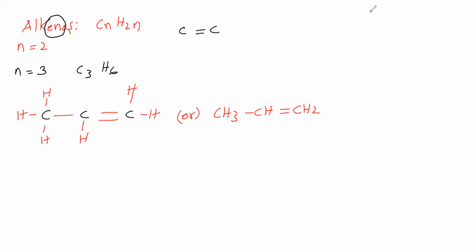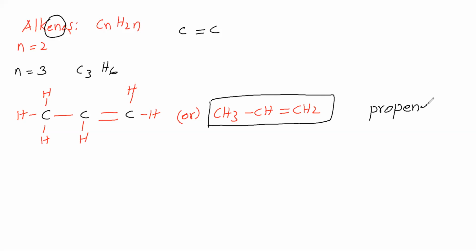For this, what is the parent chain we will select? This is the parent chain. This parent chain contains 3 carbons, therefore root word is prop. Here carbon-carbon double bond is there, therefore primary suffix is ene.